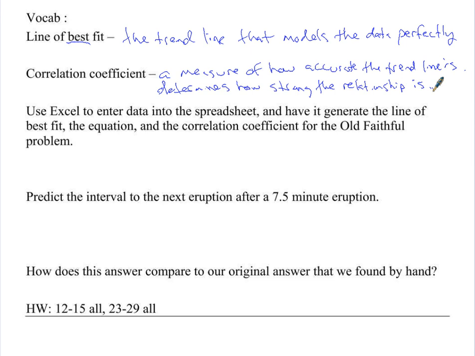So we're almost out of time here, so I'll have to do this another time. Use Excel to enter the data into a spreadsheet and have it generate the line of best fit, the equation, and the correlation coefficient for the Old Faithful problem. So we'll go back next time and we'll look at the Old Faithful problem again using a computer or calculator to calculate the actual line of best fit. And then once we have that equation, we can use it to predict the interval of eruption, the 7.5 minute long eruption again, and then we'll compare this answer to the answer that we're going to get. So that's for next time.